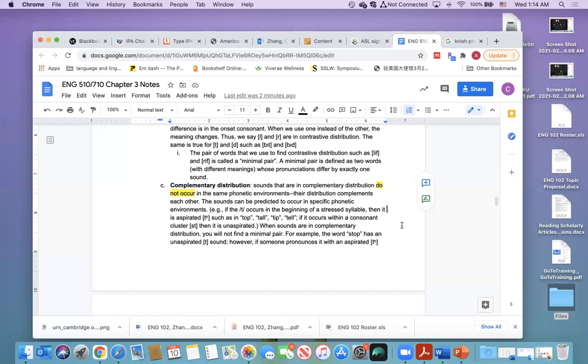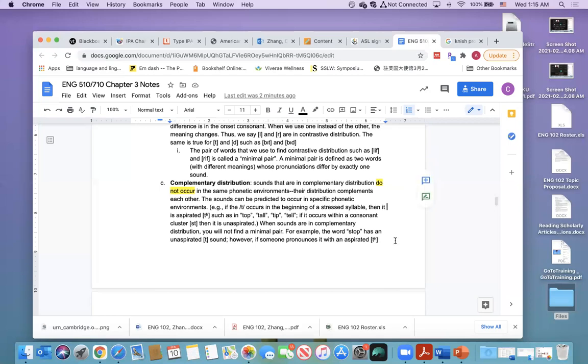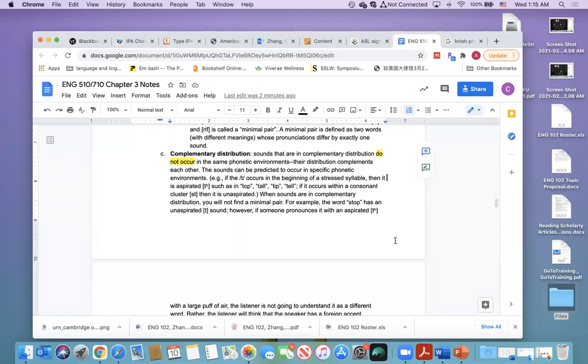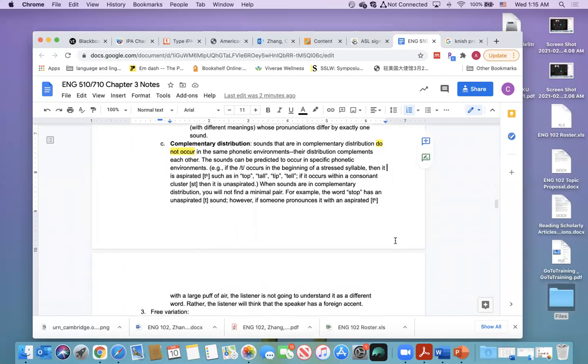For example, instead of saying stop with an unaspirated t, if you say it with an aspirated t, then it sounds weird, okay, to a native speaker of the language, but the meaning of it does not change, as it would if you changed from t to d, as in bit and bid. Okay, so that's the difference between contrastive and complementary distribution.